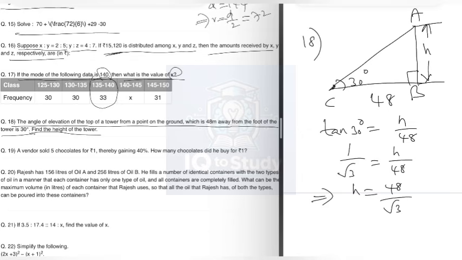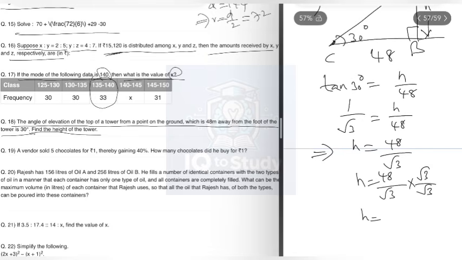This can also be written as 48 by root 3 into root 3 by root 3, which means 48 root 3 by 3, that is equal to 16 root 3 meters.